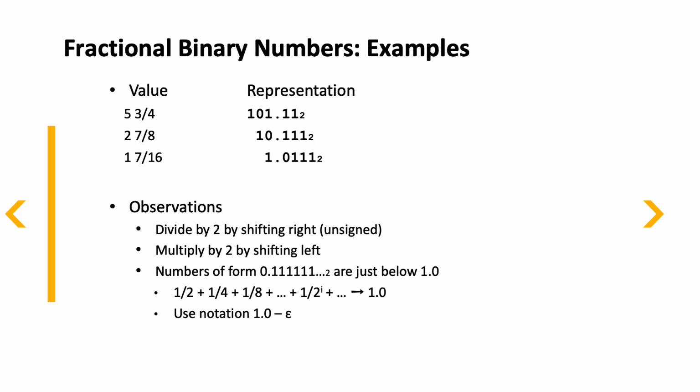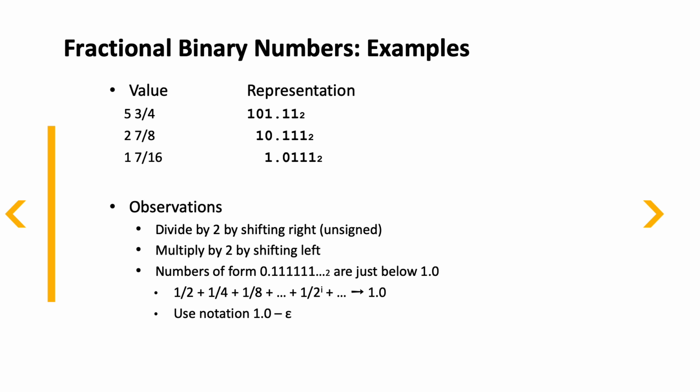So this just works that way every single time, so you can work your way through why 10.111 evaluates to 2 7/8, 1.0111 evaluates to 1 7/16. It always works that way. So some observations we can make: we can divide by 2 by shifting to the right, just as we talked about in the last video. We can multiply by 2 by shifting left, so that's a handy little trick to have.